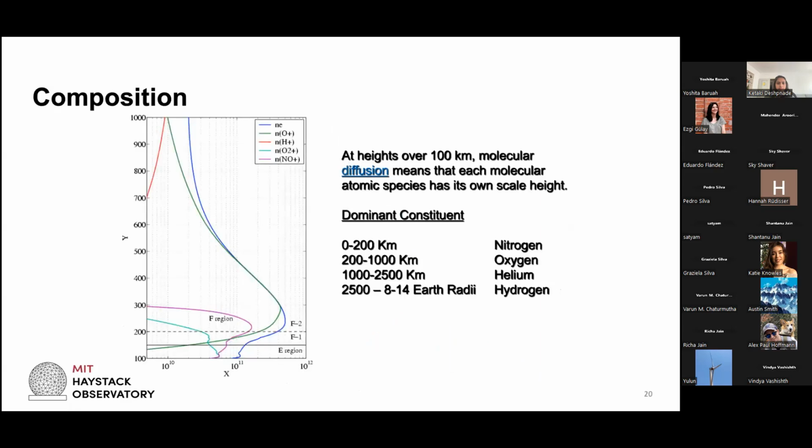At heights over 100 kilometers, molecular diffusion means that each molecular or atomic species has its own scale height. The dominant constituent from 0 to 200 kilometers is nitrogen. From 200 to 1,000 kilometers it is oxygen. From 1,000 to 2,500 kilometers it's helium, and above that, it's hydrogen.